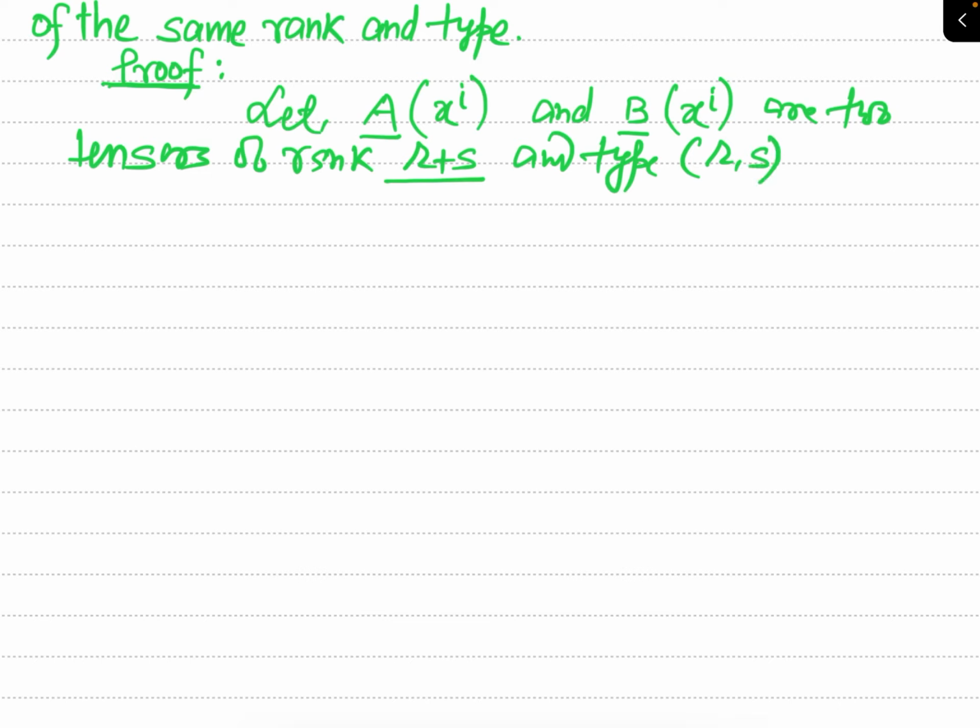So A is of rank R plus S, and B is also of rank R plus S. A is of type RS, and B is also of type RS. In this condition, you know that the components of these tensors in another coordinate system will be defined by the proper transformation law, which we have learnt in the previous lecture.